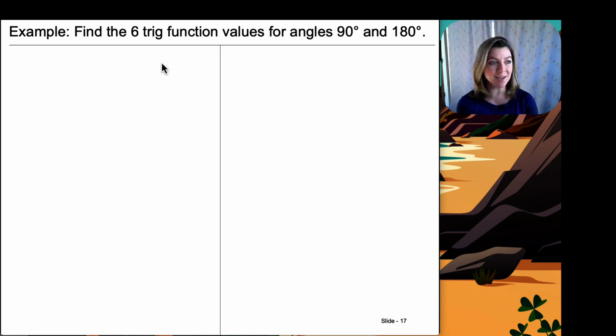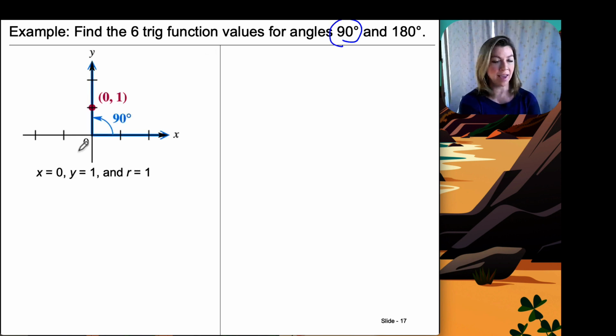We're going to start with an example where we find the 6 trig function values for angles of 90 degrees and 180 degrees. Let's sketch the first one. It would look like this. Angle in standard position, so vertex is at the origin, initial side is along the positive x-axis, terminal side opens and stops, and this time it stops on the y-axis.